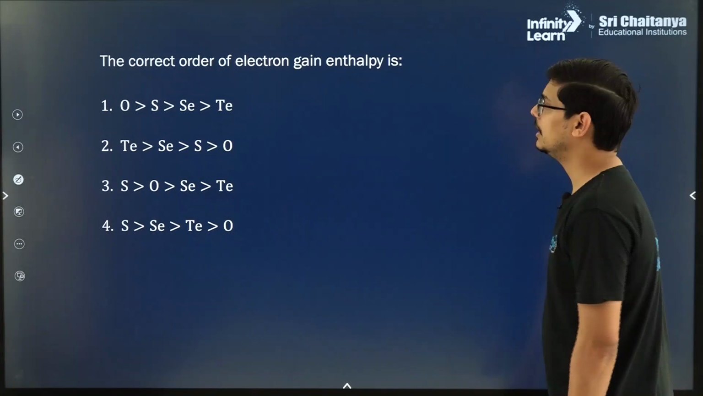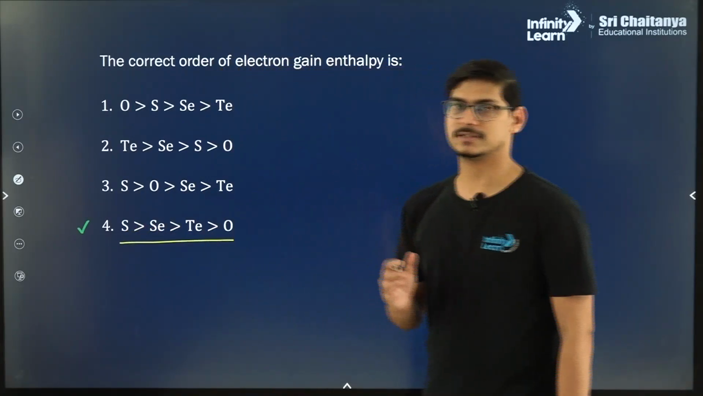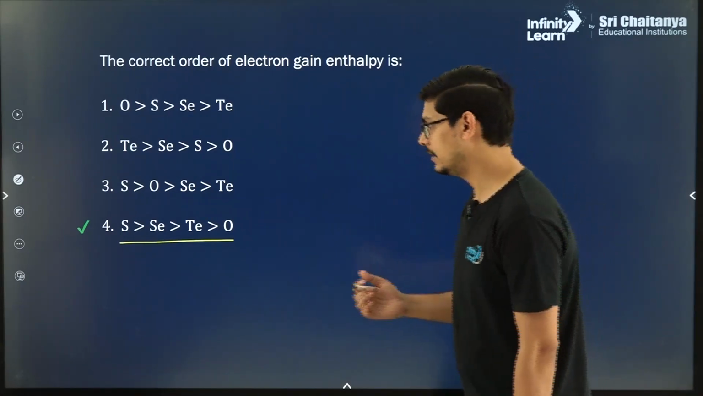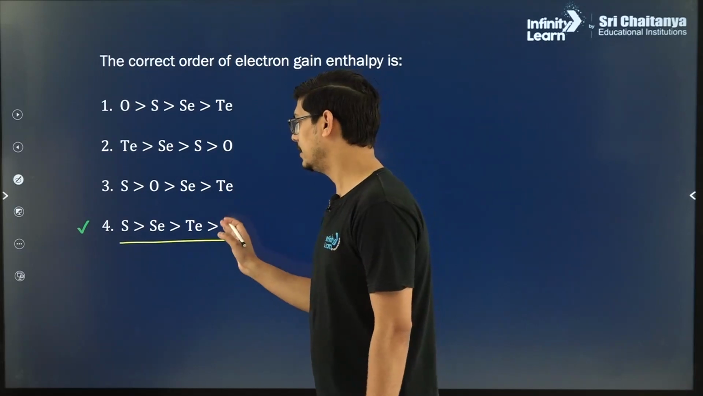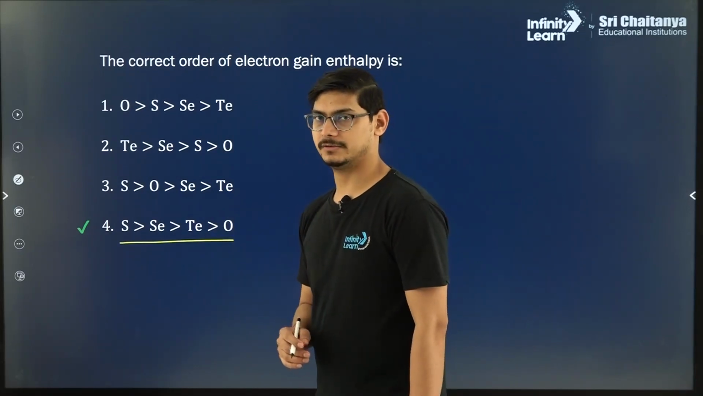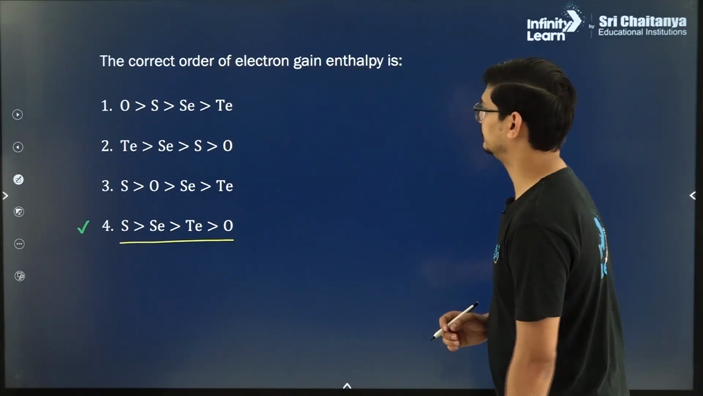Moving to the next question, the correct order of electron gain enthalpy. Of course this, because in group 16, because of the smallest size, oxygen has maximum electron repulsion, and that is why oxygen has the lowest value of electron gain enthalpy. This makes sulfur have the highest electron gain enthalpy.